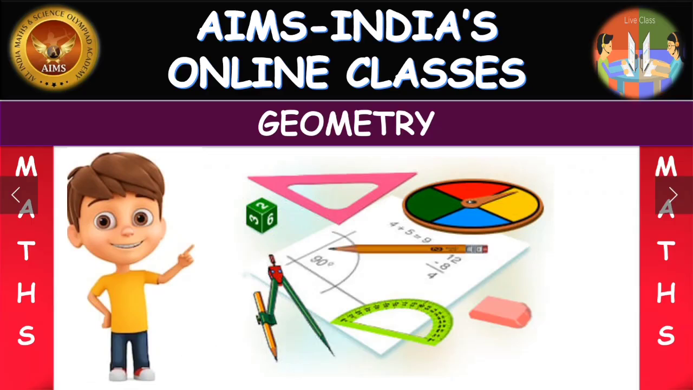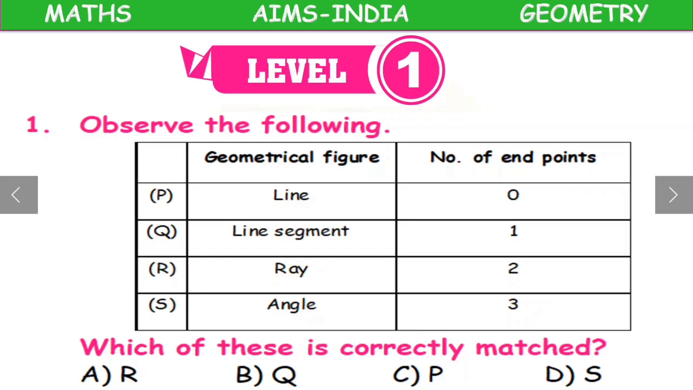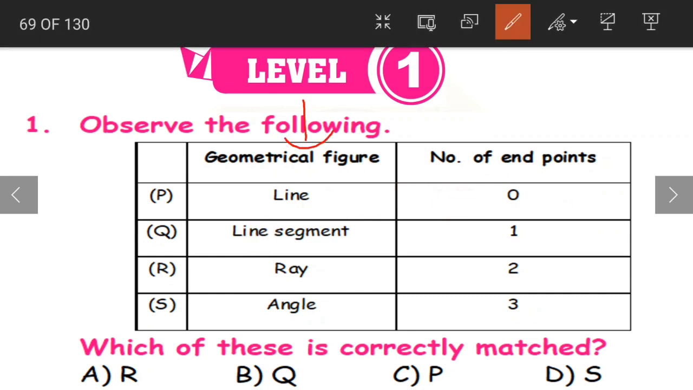So in today's class we'll start our multiple choice questions from the chapter Geometry. Coming to the first question, observe the following. What is this? This is a table. Now in this column we are having our geometrical figures, that is the names of the figures, and in this column we are having the number of endpoints. Now from these figures we have to find out which pair is correctly matched.